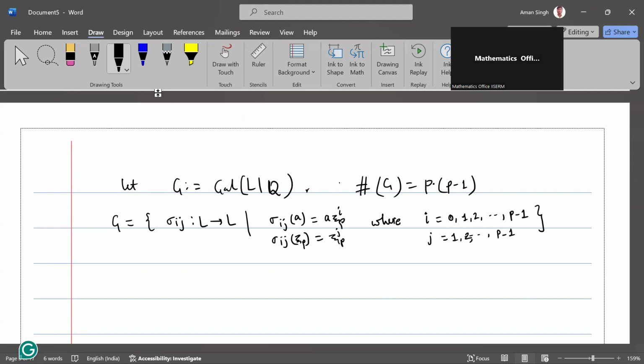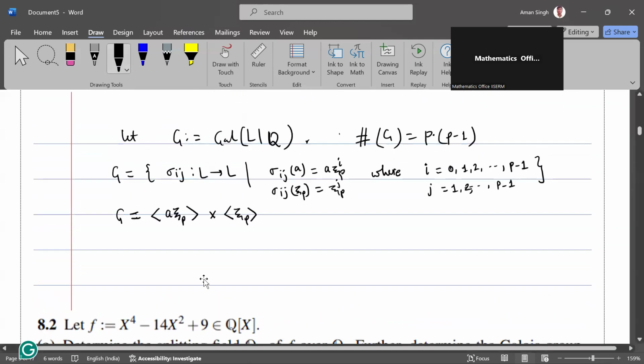So there exists A into zeta P which is of order P. So G can be written as the cyclic group generated by A into zeta P cross product with zeta P. Is this correct or not?